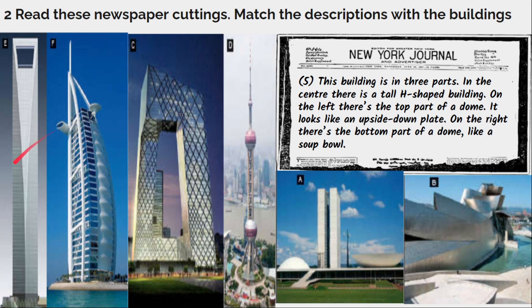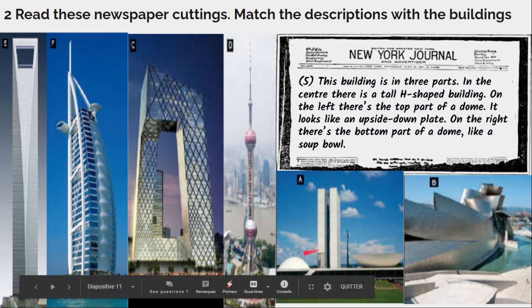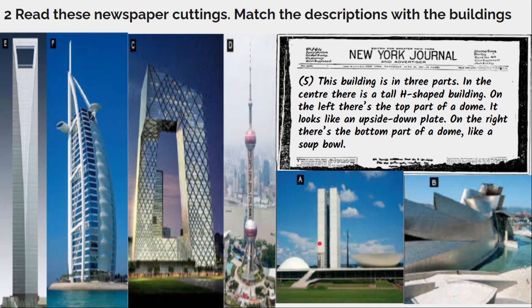So obviously, we have this building, which is composed of 3 parts. In this one, we have the dome, and here is also a dome, which is flipped upside down, and we have the H-shaped building. Here is the top part of a dome. It looks like an upside down plate, and the other one looks like a soup bowl, and obviously we are talking about picture A.